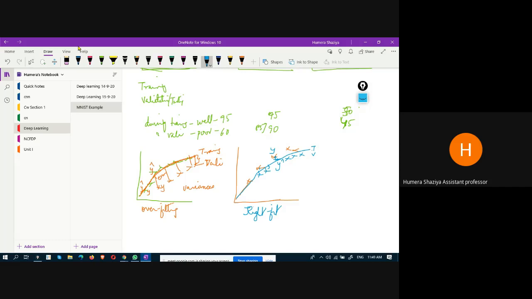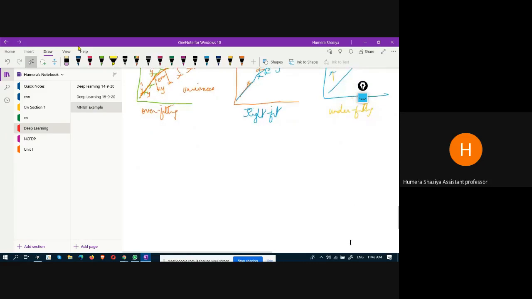And underfitting means what happens? In underfitting, training data is here and our line is here, and validation data also perhaps is here, here, here. So everywhere you see there is a big gap, training and validation both. So this is underfitting. It's a very important point. I hope you have understood. If not, please ask me.